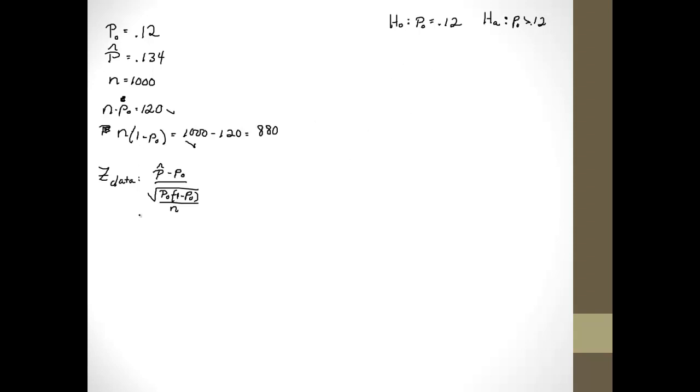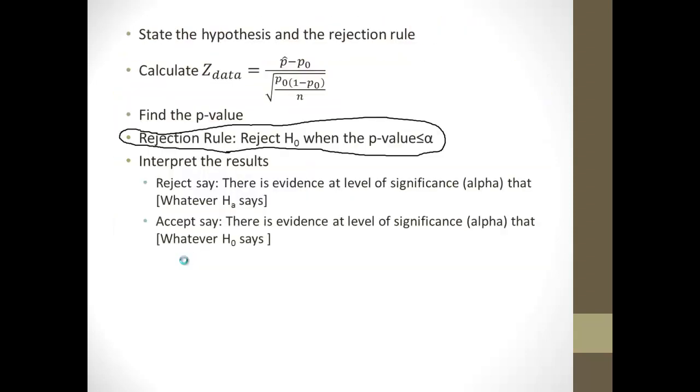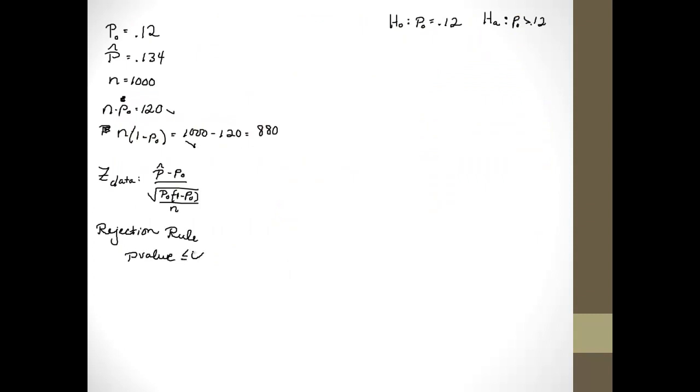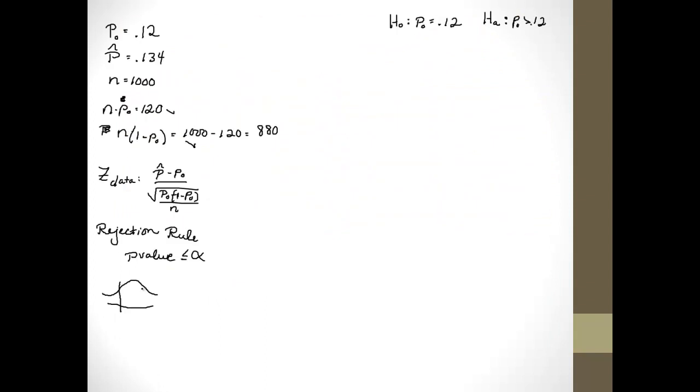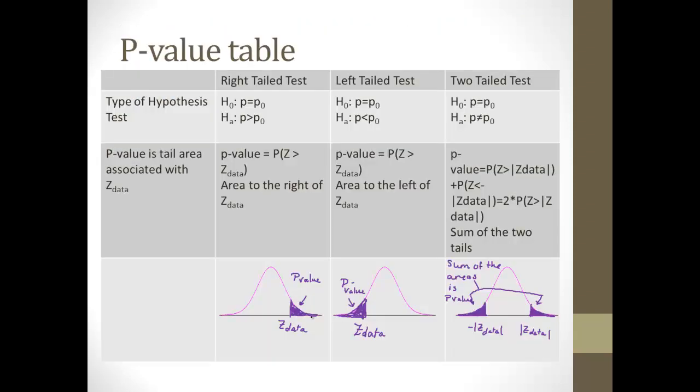The rejection rule, we're going to just refresh ourselves with that. That is if our p-value is less than or equal to alpha, and we need to find our p-value. Since this is a right-tailed test, our p-value lies in our right tail. Did I do this right? Yes, right tail. I'm highlighting the wrong one. Right tail. We want this area. That area.